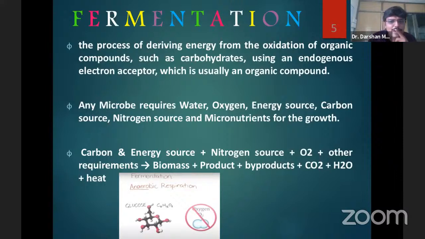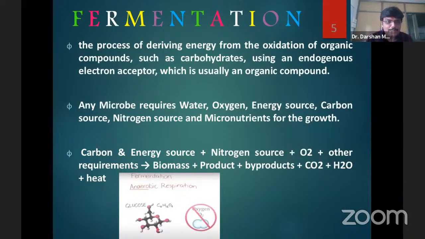What is the meaning of anaerobic? I am asking you, students, what is the meaning of the word anaerobic? Very quickly, I require your answer. What do you mean by the word anaerobic? In the absence of oxygen. Very good. The meaning of the word anaerobic, that means the activity. Yes, thank you for the response.